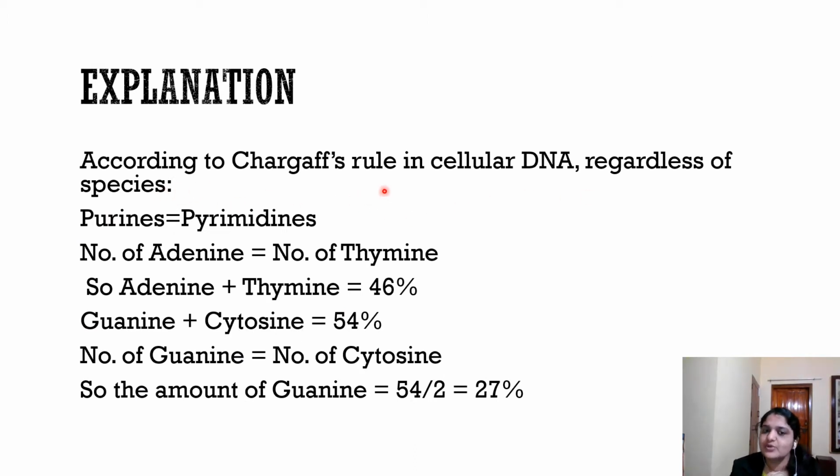Chargaff's rule states that in cellular DNA, regardless of species, purines are equal to pyrimidines, and the number of adenine is equal to the number of thymine. So adenine plus thymine is equal to 46%, and guanine plus cytosine is 100 minus 46, which is 54%. Also, the number of guanine is equal to the number of cytosine, so the amount of guanine becomes 54 by 2, which is 27%. So that is the answer.